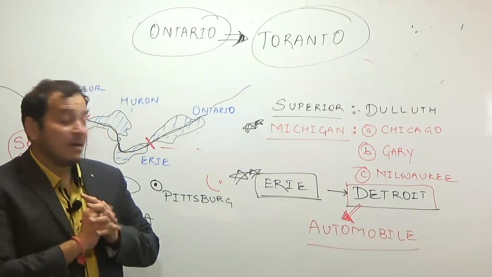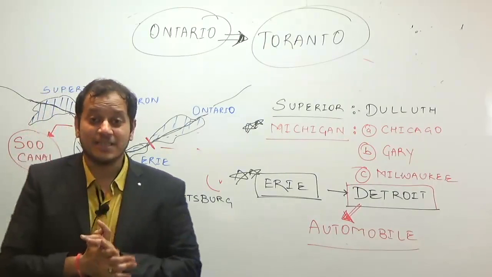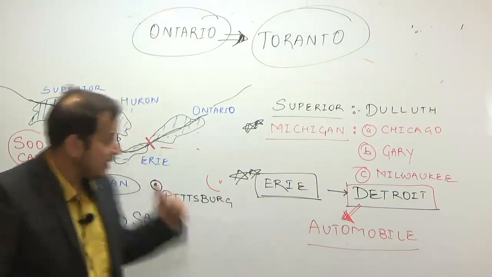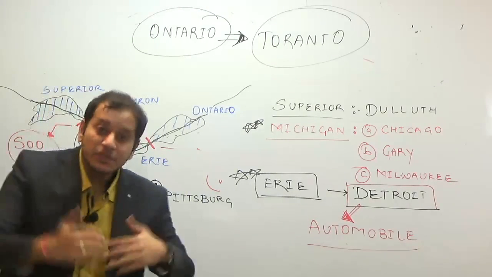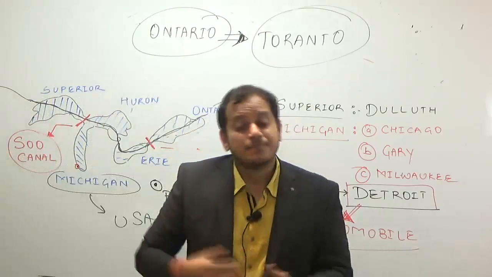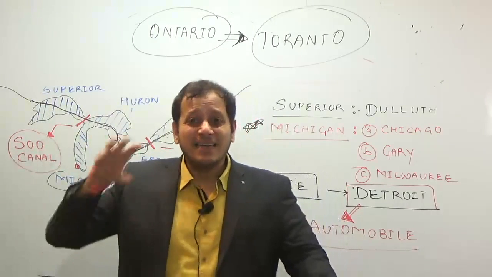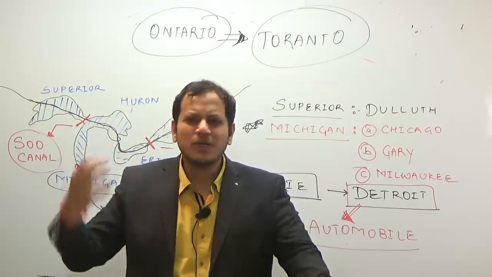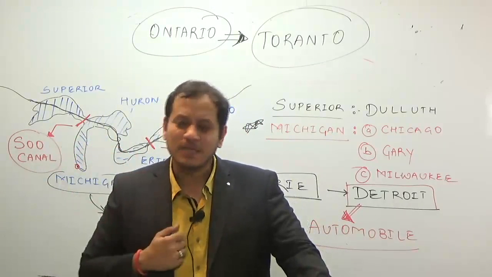So this is all about the Great Lakes region. This is all about this part of North America. To continue, we will move on from the Great Lakes region through the central lowlands and come to the prairie grassland. And I won't divide this into physical or political. We will try to do only things which are important for the preliminary examination.